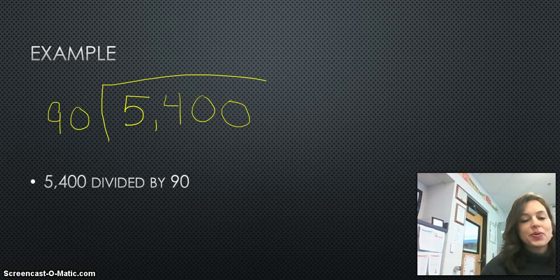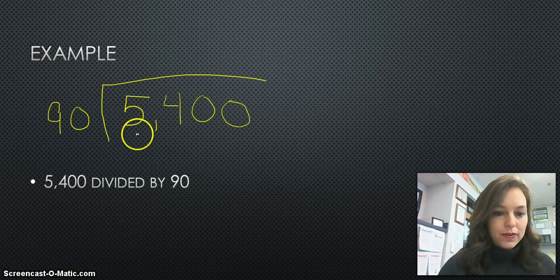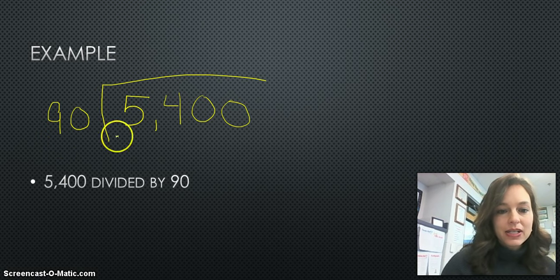Well, okay, so we see here that we have 54 and 9, and they are compatible numbers. We also have a 0 here and a 0 here to think about.